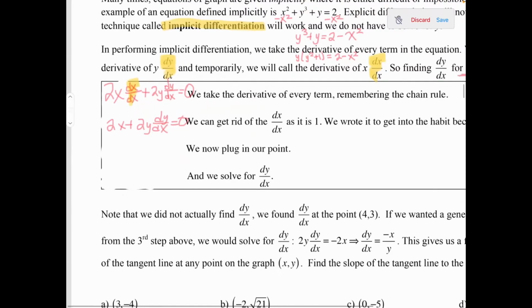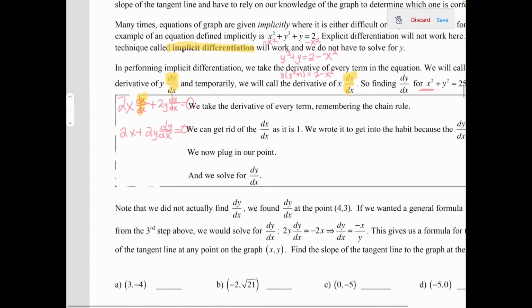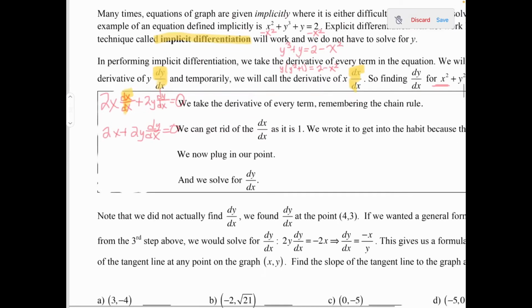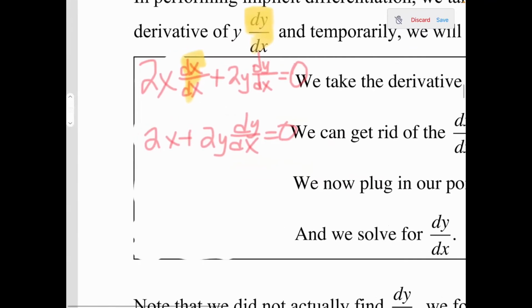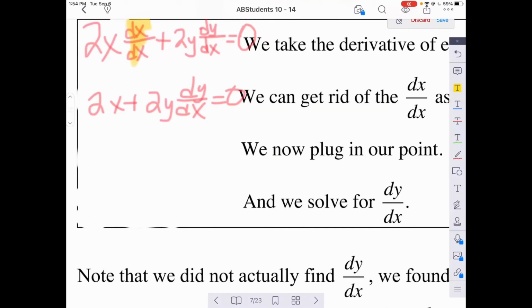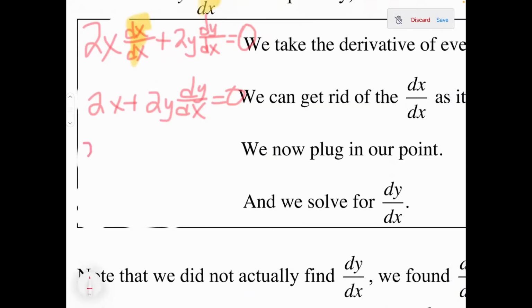Now we can plug in our point and solve for dy/dx. The point was 4, 3. So anywhere there's an x, we're going to put a 4. So we get 2 times 4 plus 2 times 3 dy/dx is equal to 0. And then at that point, we can solve for dy/dx. 2 times 4 is 8. 2 times 3 is 6.